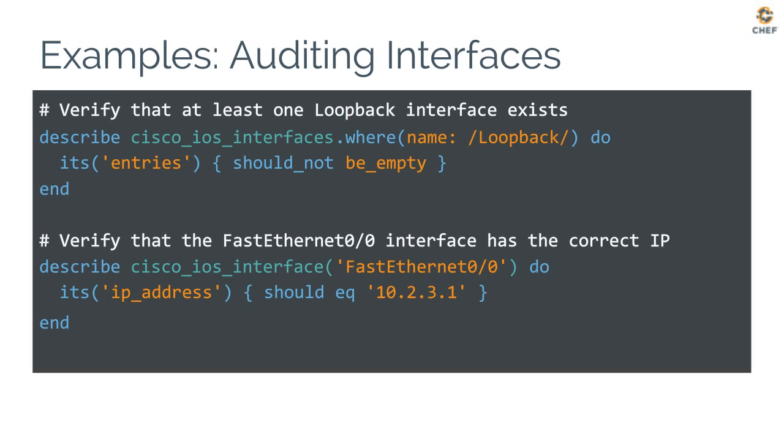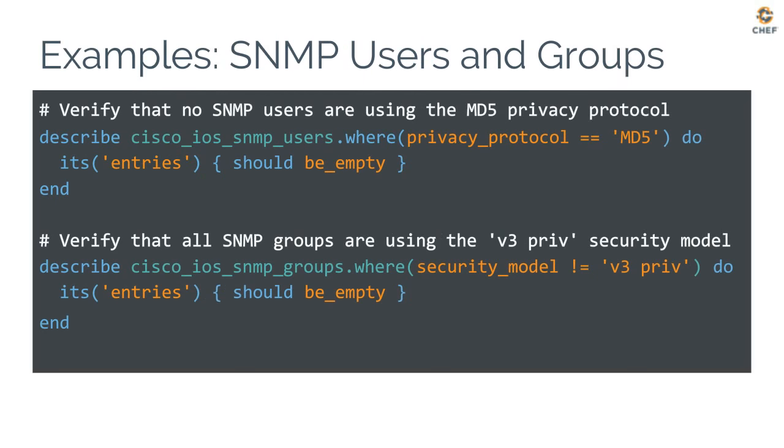In addition to interfaces, another subset of things you could audit with InSpec are SNMP users and groups, like we mentioned earlier. For example, the first test here creates a list of users using MD5 as their privacy protocol and asserts that that list should be empty. And the second example follows the same pattern, but asserts that no SNMP groups have a security model that is not v3 priv. So that will ensure that all SNMP groups are using the v3 priv security model.